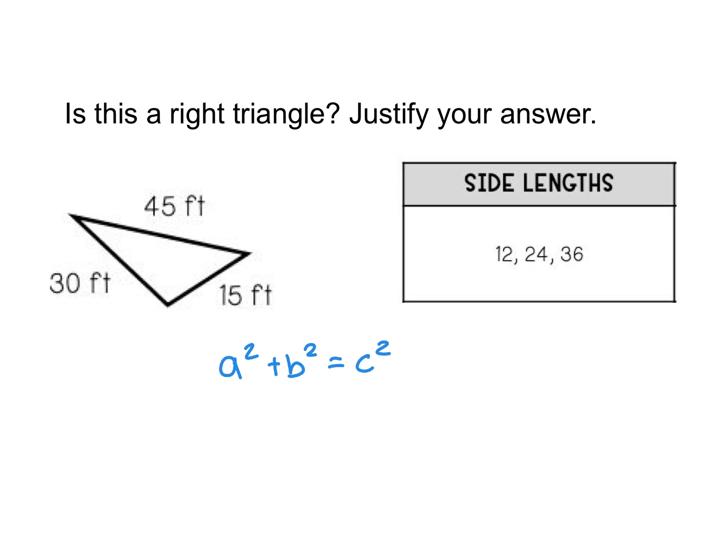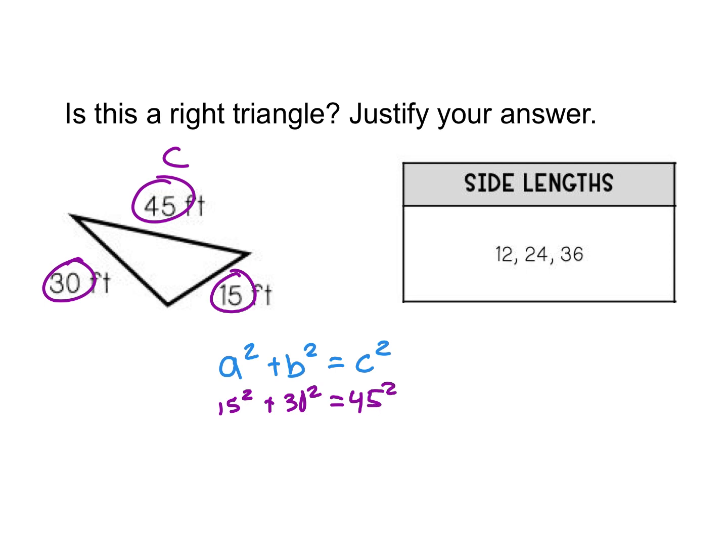So what I'm going to do here is plug in the three numbers that I see. I've got a 15, a 30, and a 45. It's very important that the longest one be your C. So I'm going to plug these in: 15 squared plus 30 squared equals 45 squared.